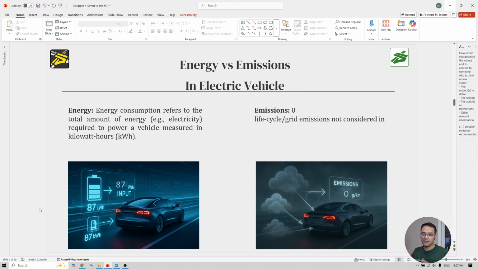So we normally ignore the life cycle or those types of emissions. What I'm saying is just the emission on the wheel. And it also has energy consumption, which is the electricity in kilowatts.